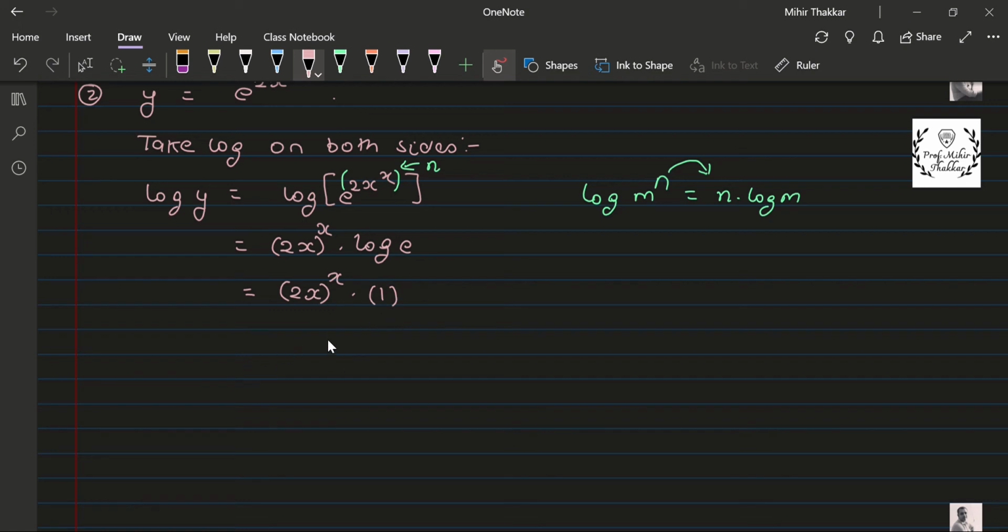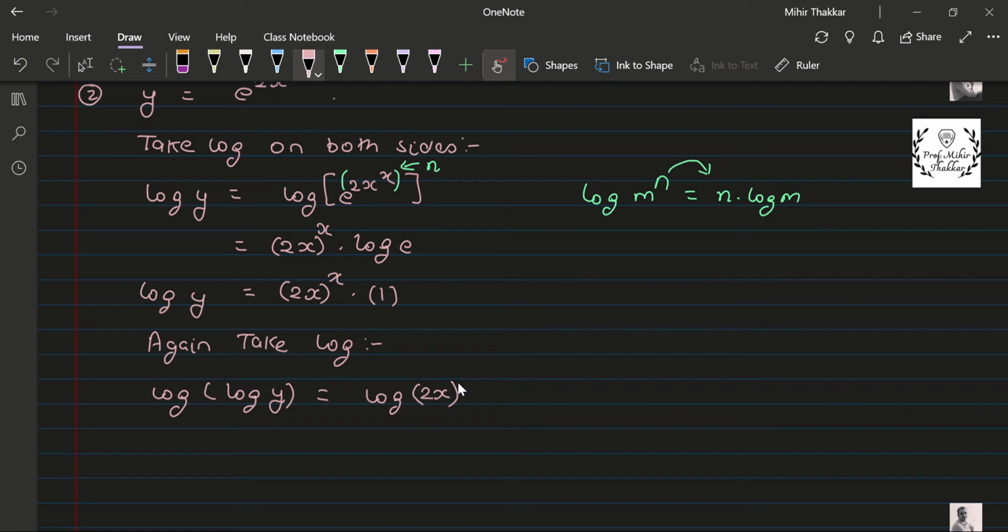Then that becomes your value of log y. But I can see that the variable is x over here. If the variable is in the power, directly we can never differentiate this. Therefore, what I have to do is take this x from the power again. So we will again take log. Here it will become log of log y, and here it will become log of 2x raised to x.